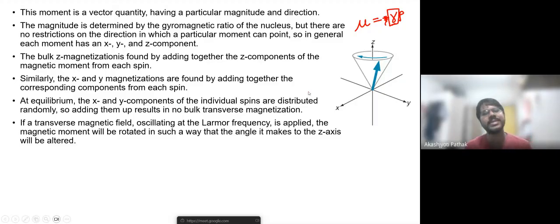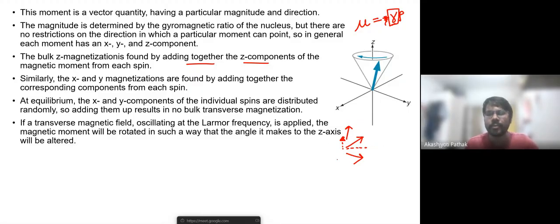So in general, each moment has an X, Y, and Z component. So this is important: the bulk magnetization is found by adding together the Z components of the magnetic moment from each spin. If you add up the Z components of each spin, then you get the bulk magnetization. And the X and Y magnetization? All of these moments are oriented differently. Some are oriented in this direction, some in that direction. So you can break these magnetic moments into two components, right? The XY component and the Z component. If you add up all the Z components, you will get the Z magnetization. If you add up all the XY components of the magnetic moment, you will get the XY magnetization.